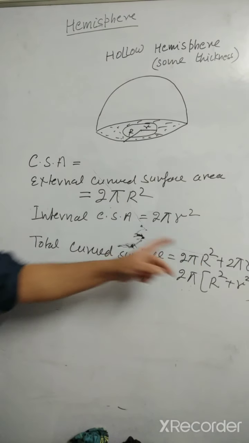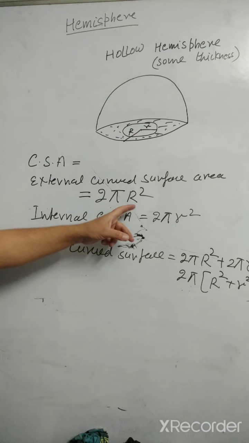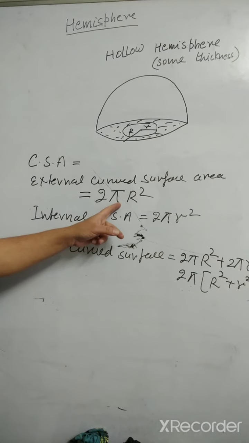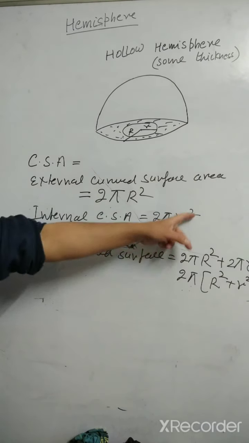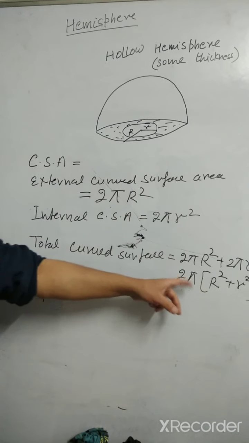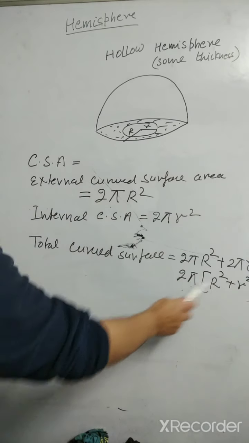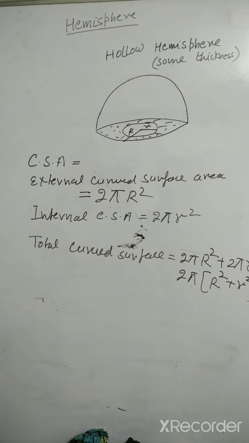How much is 2 pi R square? Sorry, 2 pi R square is the external curved surface area. 2 pi small r square is the internal curved surface area. So if you add these two, this will give you the total curved surface area. If you are asked to find the total surface area, this is not the total curved surface area, right?